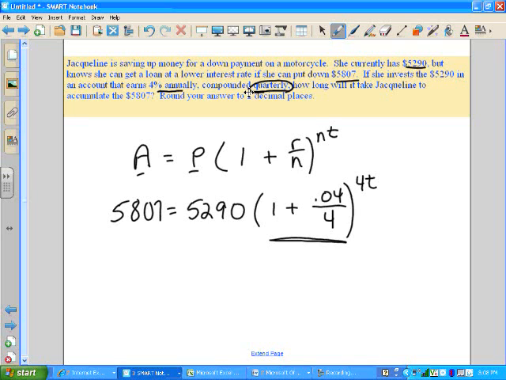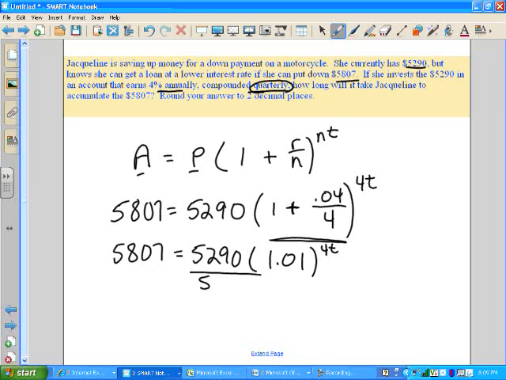I'm going to do 0.04 divided by 4, because I would divide before I would add there. And so that gives me 0.01, and then plus 1 would be 1.01. So a little calculation there so I could see what the base was. So it's 1.01, and now that's to the 4t power. Now let's isolate that base. So I need to get rid of this 5,290. So since it is multiplying, I can divide it on both sides.